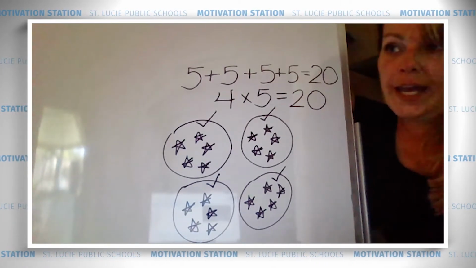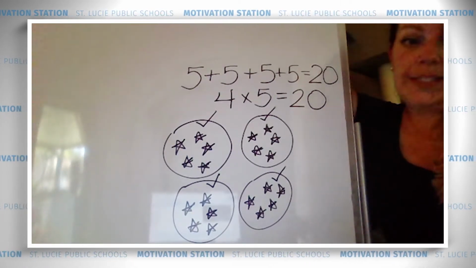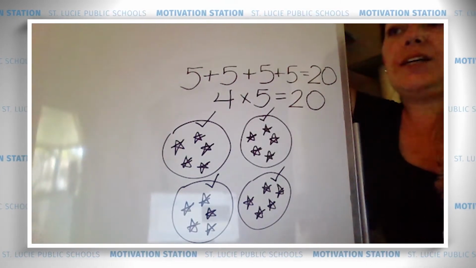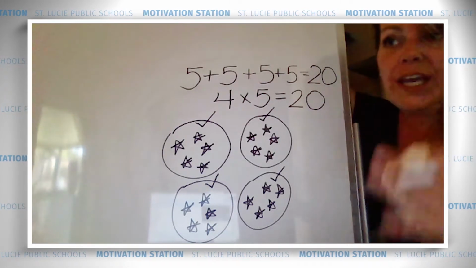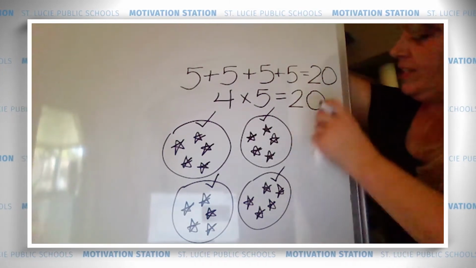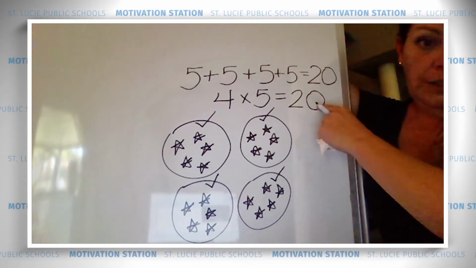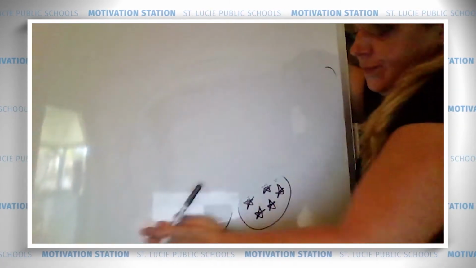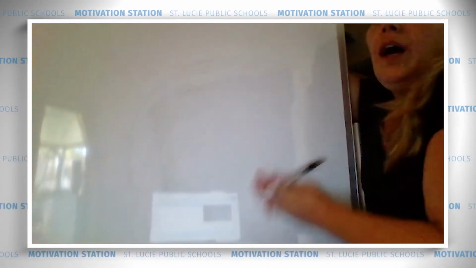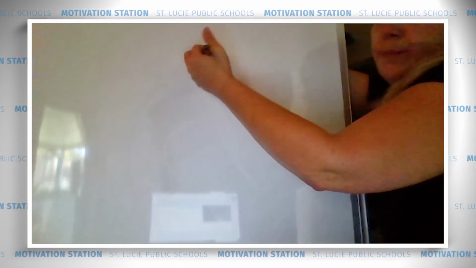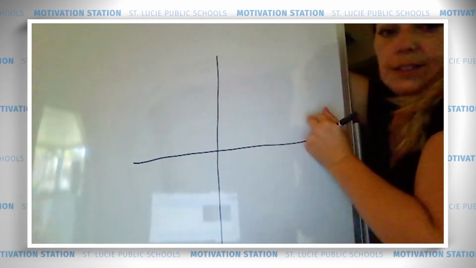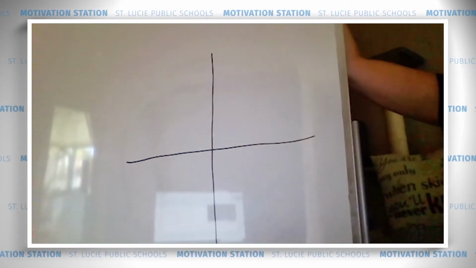Okay, so today we're going to complete lesson 3. We're only doing 1 lesson today. And we're going to look at writing different multiplication equations for the same total of stars. All right, let me show you what I mean. Okay, so I'm going to put my board into a 4 square for this. Okay, just splitting it up.